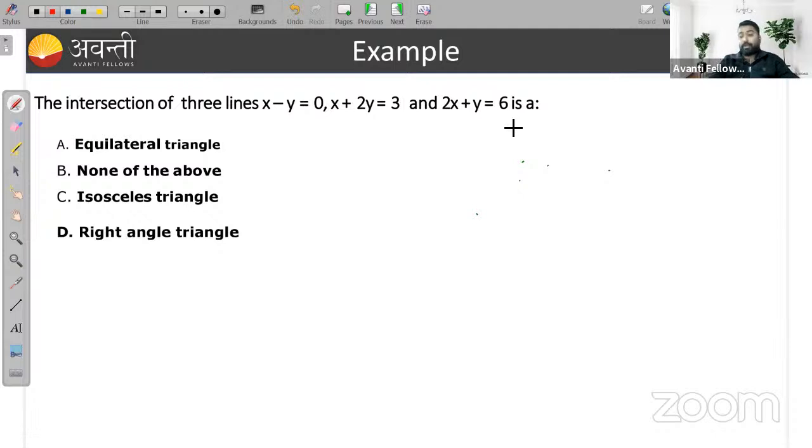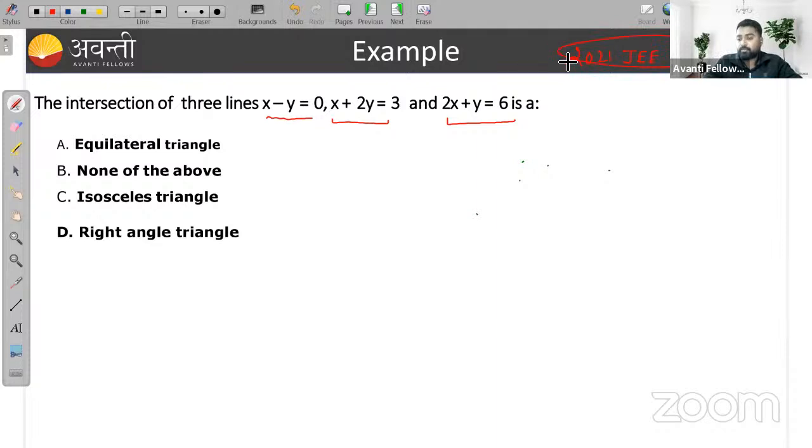Okay. So what he is asking in the question is: the intersection of 3 lines, the first line x - y = 0, x + 2y = 3, and 2x + y = 6, is a equilateral triangle, none of the above, isosceles triangle, or right angle triangle. So what is the correct option? How can we solve this question? Any idea? If I give you a hint, you can solve it. It's a very easy question, and this question came in 2021 JEE Main.